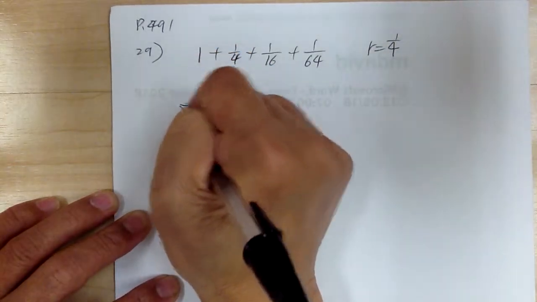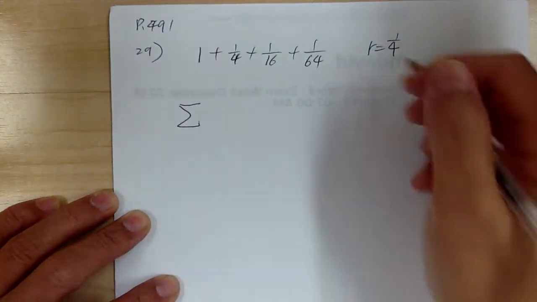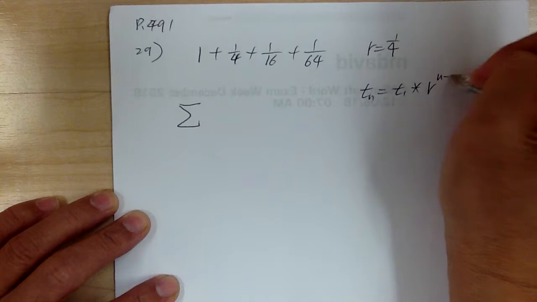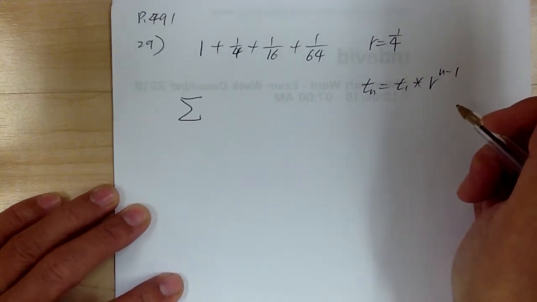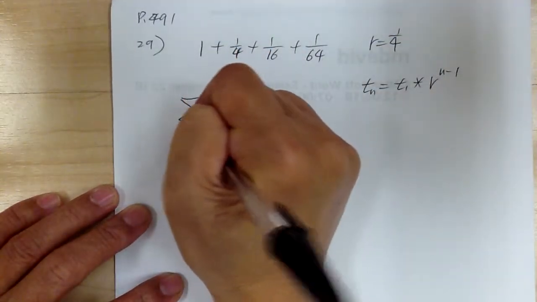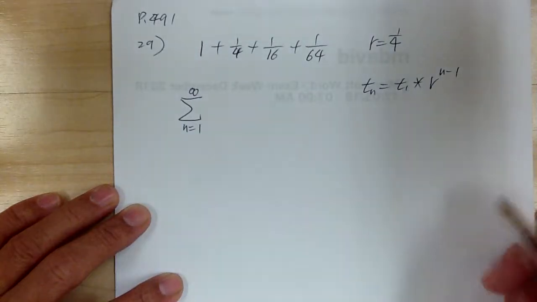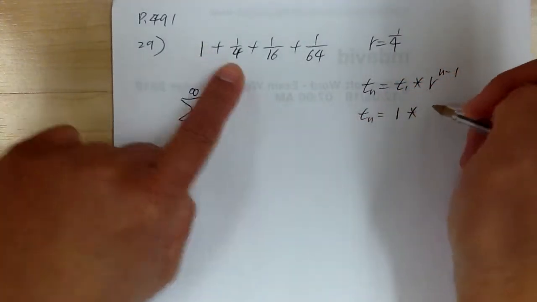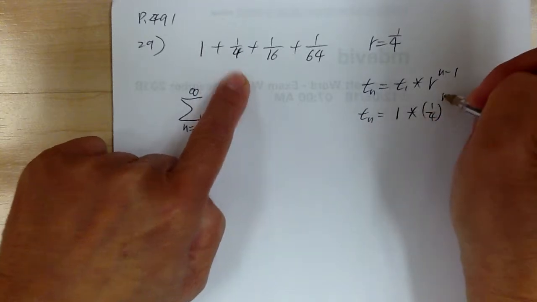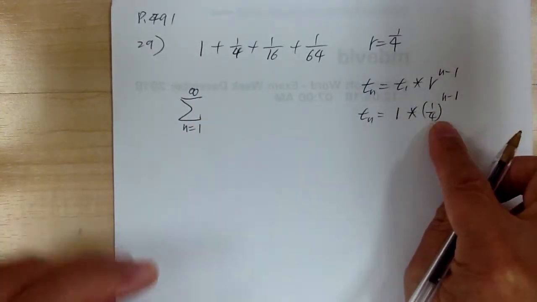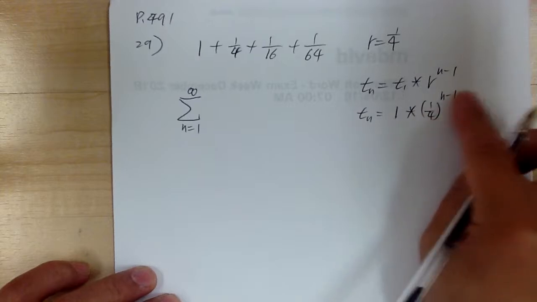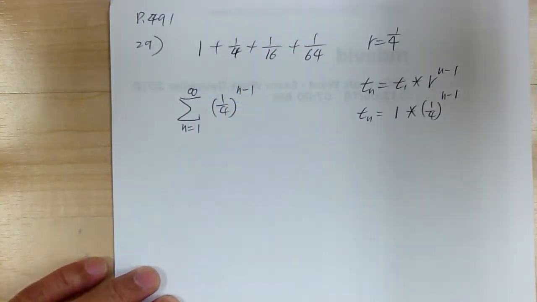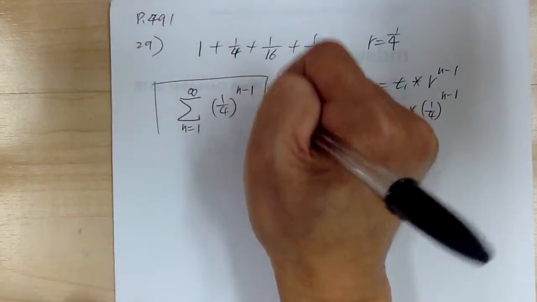Okay, so you can sum. So geometric: t of n equal to t1 times r to the n minus 1. And this is the infinite series, so right away you know that n equal to 1 through infinity, right? So when you substitute, t of n equal to t1, r is 1/4, to the n minus 1. Now 1 times whatever is just whatever, right? So it would be just that part. So it would be just 1 over 4 to the n minus 1. Okay, and that's it for number 29.